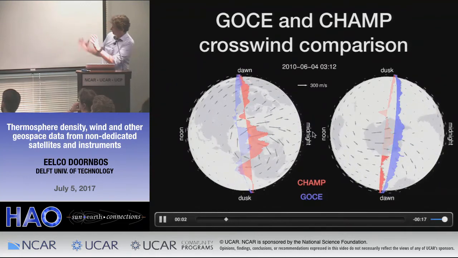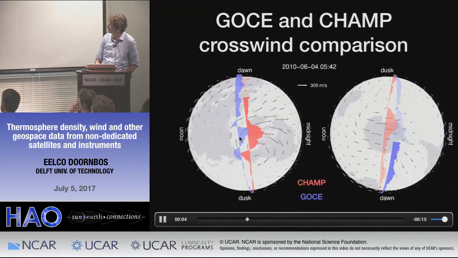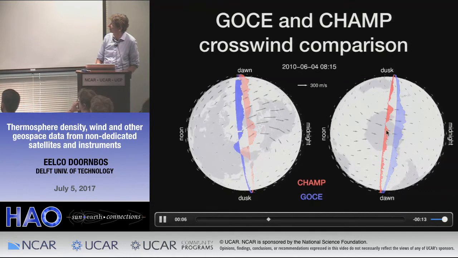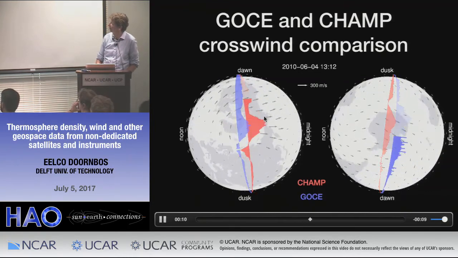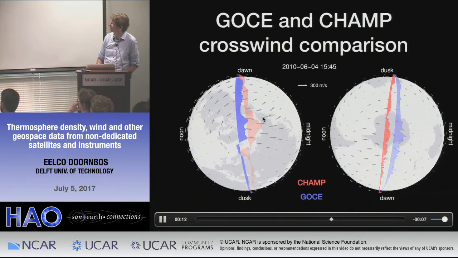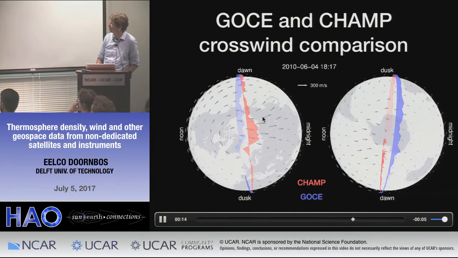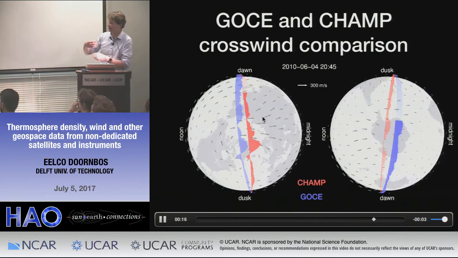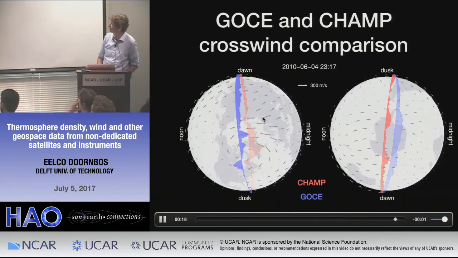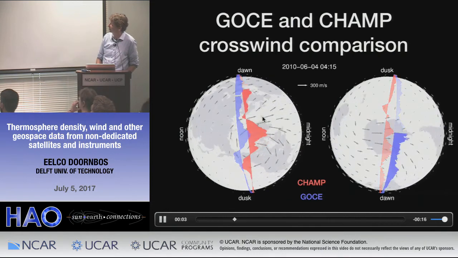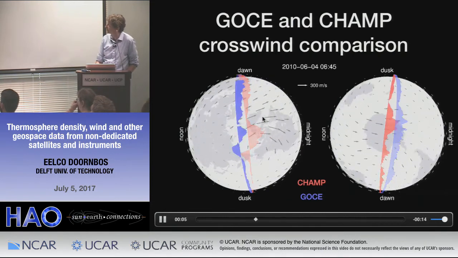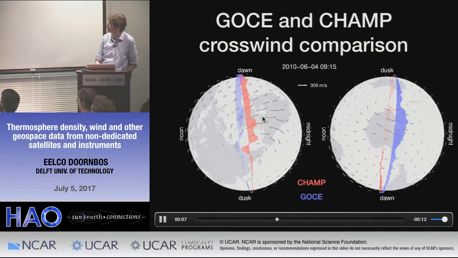So here I rotated it so that the noon and midnight is on the horizontal axis, and I show a movie that I made quite a while ago, where the CHAMP and GOCE measurements match quite nicely. They're out of phase by half an orbit due to chance on this occasion. But you can see that they measure similar variations, even though there are some hundreds of kilometers distance between the tracks.